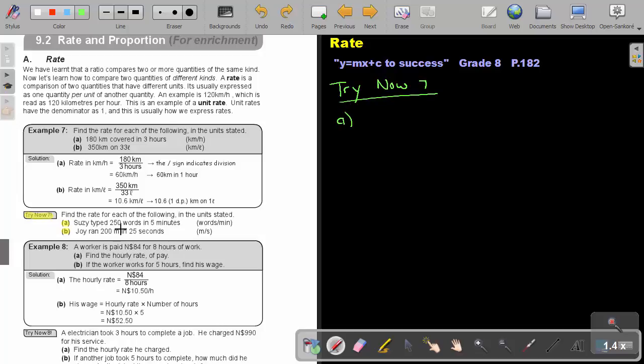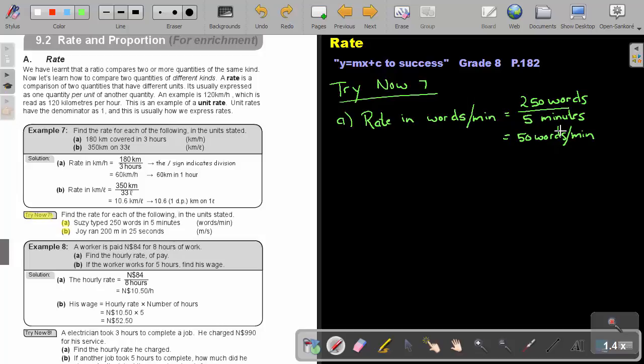Susie typed 250 words in 5 minutes, and I want it in words per minute. So basically, the rate in words per minute will be 250 words per 5 minutes. And the answer will be 50 words, and it's division per minute. That will mean 50 words in 1 minute.